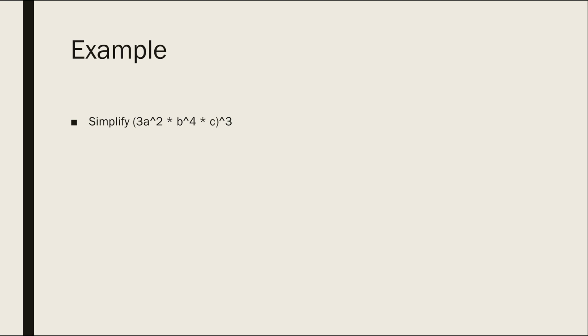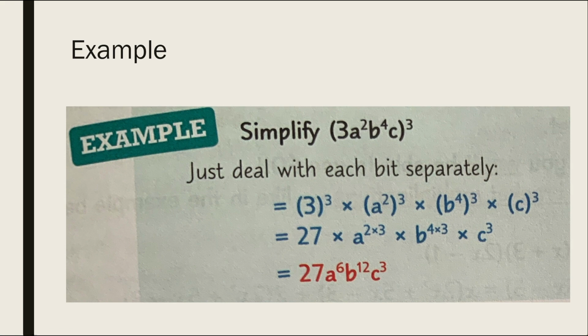Let's see the solution to 3a to the power 2 times b to the power 4 times c, all to the power 3. Let's see how it simplifies. So, when you're simplifying 3a to the power 2, b to the power 4, c, all in brackets to the power 3, you need to deal with each part separately. So, what I'm trying to say is that the 3 goes to the power 3, the a to the power 2 goes to the power 3, the b to the power 4 goes to the power of 3, and the c goes to the power of 3.